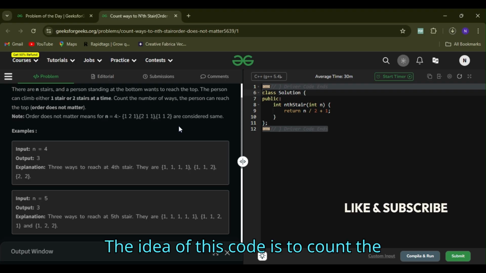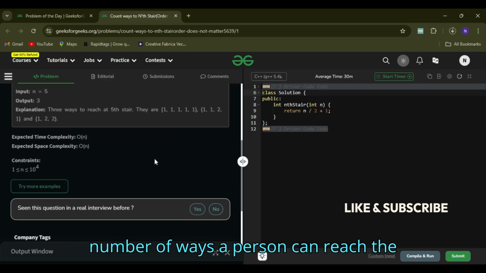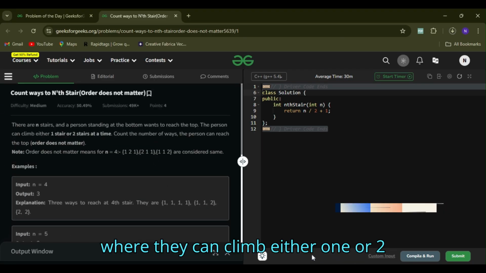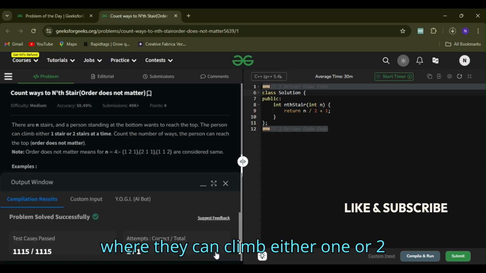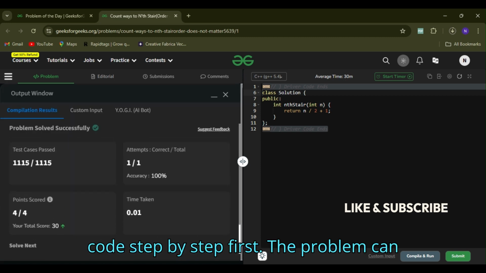The idea of this code is to count the number of ways a person can reach the top of a staircase with n steps, where they can climb either one or two stairs at a time. Explain this code step by step.